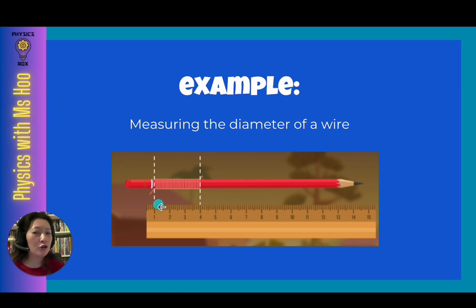Now, logically, if you have many loops here, we're able to measure the length because the value of length is now quite substantial. By taking the length between the start and the end of the loop and dividing it by the number of loops, you're able to calculate the average diameter of a single wire. Generally, the more loops you have, the more accurate the number would be.